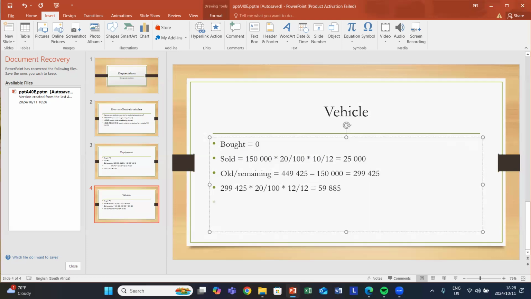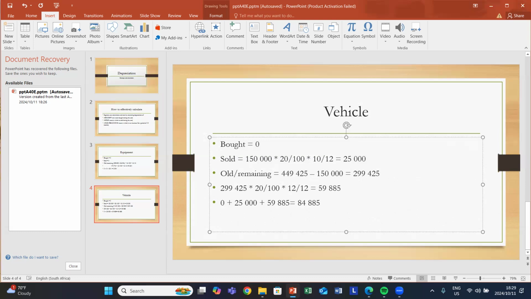And then the last step, add the total depreciation. For bought, it was 0. You say 0 plus sold, 25,000, plus all the remaining, which is 59,885. So let's add them. When you add them, you'll get an amount of 84,885. Therefore, the total depreciation for vehicle will be 84,885. So this is basically how we calculate your depreciation.